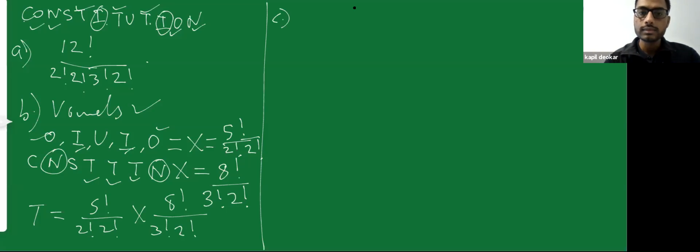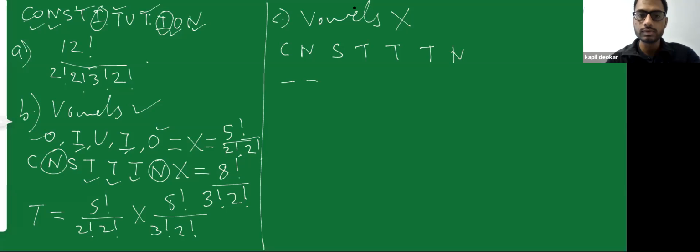In my third option, I wanted my vowels to never be together. So they should not be together. If I don't want something to be together, how do I solve it? I just forget about it. So I'll forget about my vowels and write the rest of the letters: C, N, S, T, T, T, and N. How many letters are there? 1, 2, 3, 4, 5, 6, 7. In how many ways can I arrange my 7 letters? I can arrange my 7 letters in 7 factorial ways.